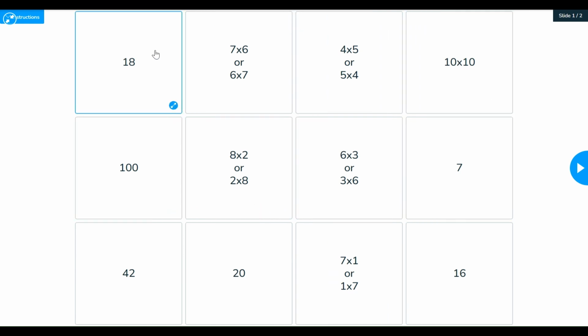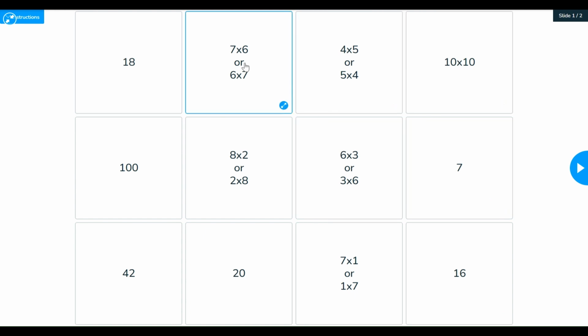So some of these are going to be products, and that's going to be the ones that do not have the multiplication sign in them. So I have an 18, I have 100, 42, 20, 16, 7, and that's it.